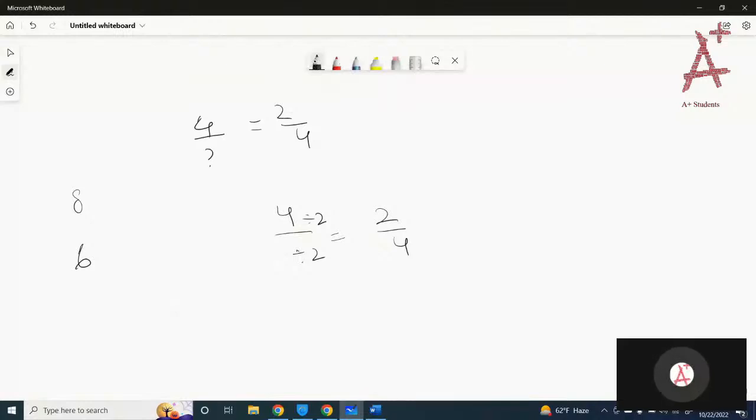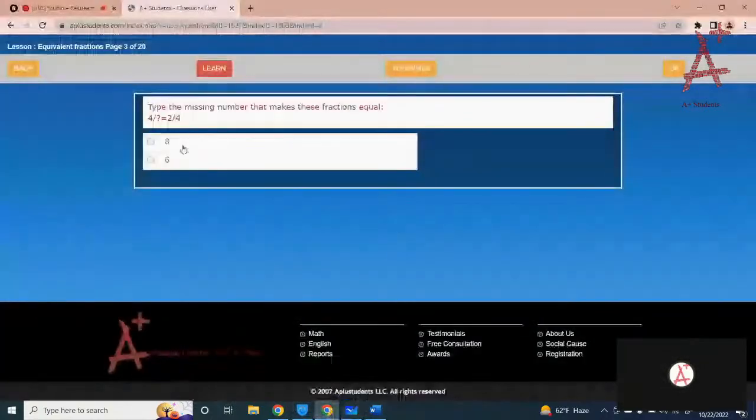8 divided by 2 equals 4, isn't it? That means the missing number is 8. Got it? So the correct option is 8. Just select the correct option and click on the OK button.